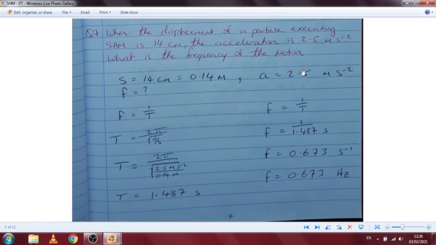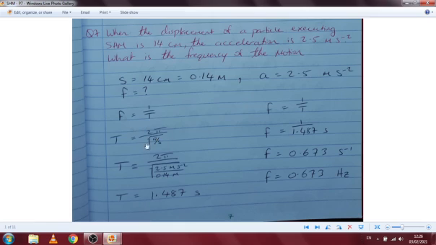Question 7. When the displacement of a particle executing SHM is 14 centimeters, its acceleration is 2.5 meters per second squared. What is the frequency of the motion? So again, take my information. I've got my displacement, I've got my acceleration, and I'm asked for frequency. I know from my theory my frequency is 1 over the period. So I need to find the period, and if I know the period, I can get my frequency. The period, just from the formula above, is 2 pi over the square root of A over S.